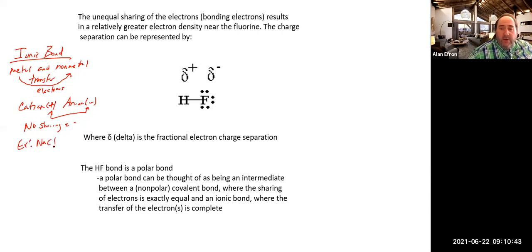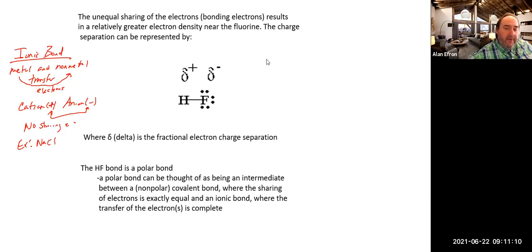Sodium is a metal, chlorine is a non-metal. Once you can completely identify that you're dealing with a metal and a non-metal, you really don't need any other information. We'll talk about electronegativity a little more in just a second, but you really don't need any other information to make a pretty educated guess that you're dealing with an ionic bond, a transfer of electrons.